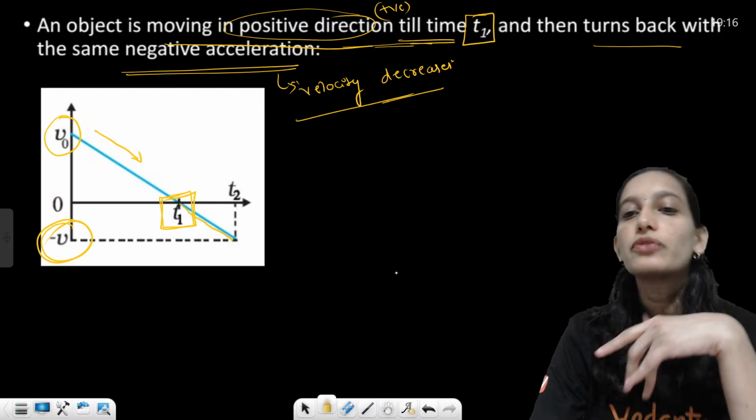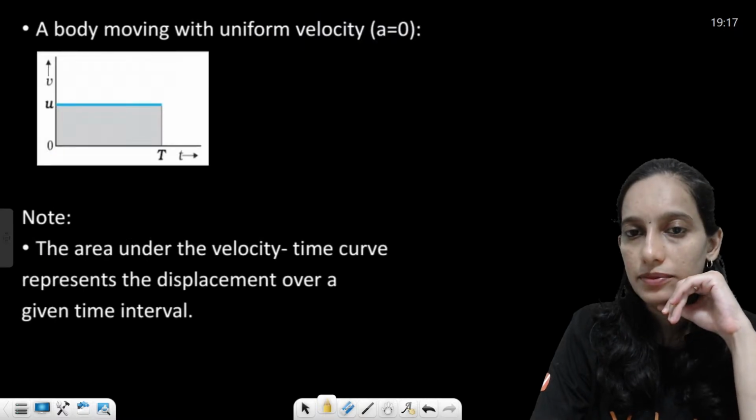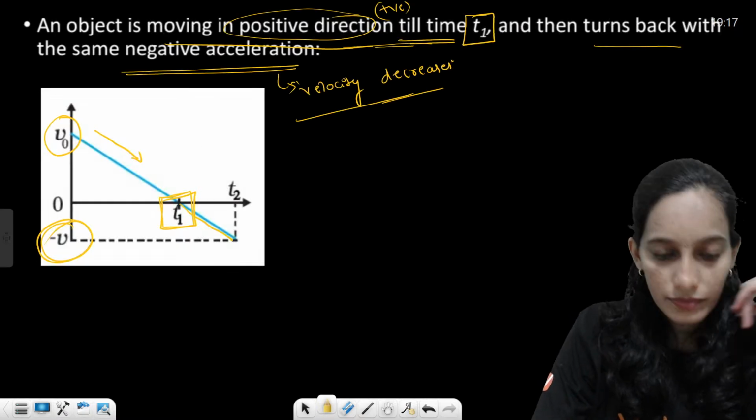So these are some cases with respect to velocity time graphs. Okay, any doubt till here?